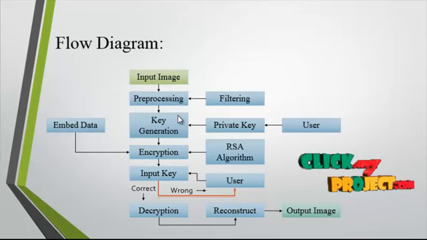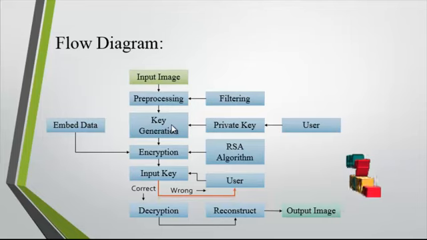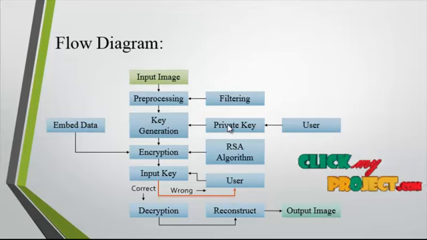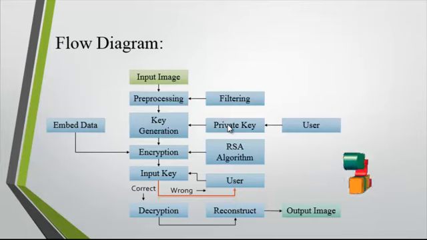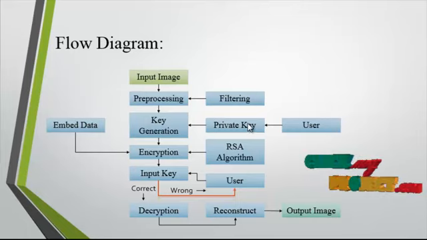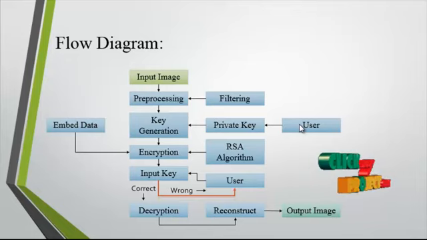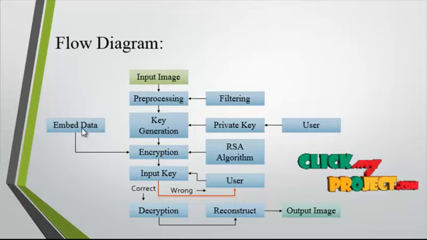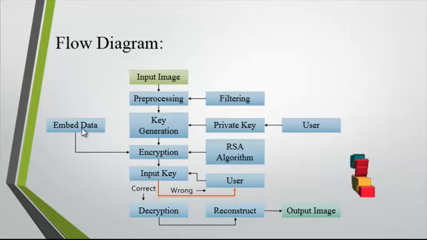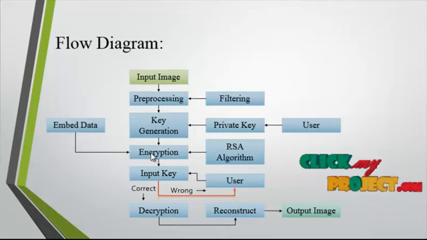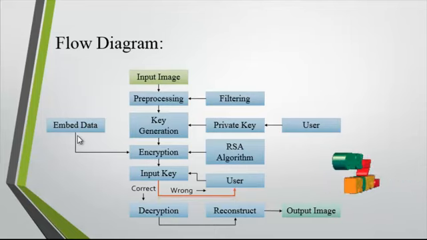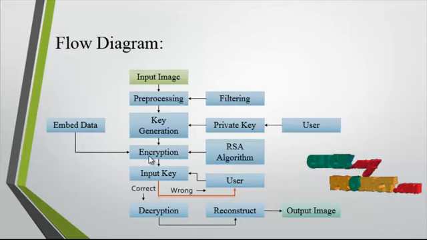After the pre-processing, the key generation is undertaken. The key generation is nothing but generating the private key using the RSA algorithm. After the key generation, the key is user friendly so that the user can give the input key for the encryption. The encryption is undertaken using the RSA algorithm. During this encryption, the data, which means the text form of the data, is embedded into the image using the RSA algorithm.